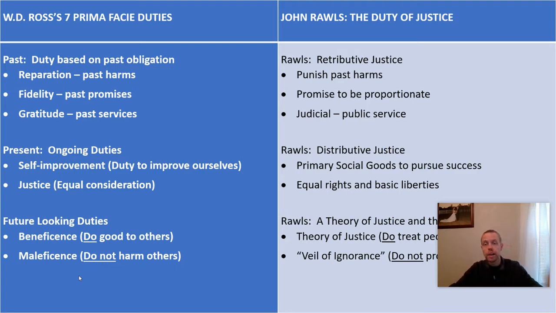And then lastly, with the theory of justice and the veil of ignorance that is to be transcended, you have a theory of justice in which you do treat people in the future in this way, and there's the veil of ignorance that must be overcome, so you do not treat people this way in the future. So Ross's 7 prima facie duties, John Rawls, the duty of justice, looking at them in kind of the 3-2-2 schema of past, present, and future.